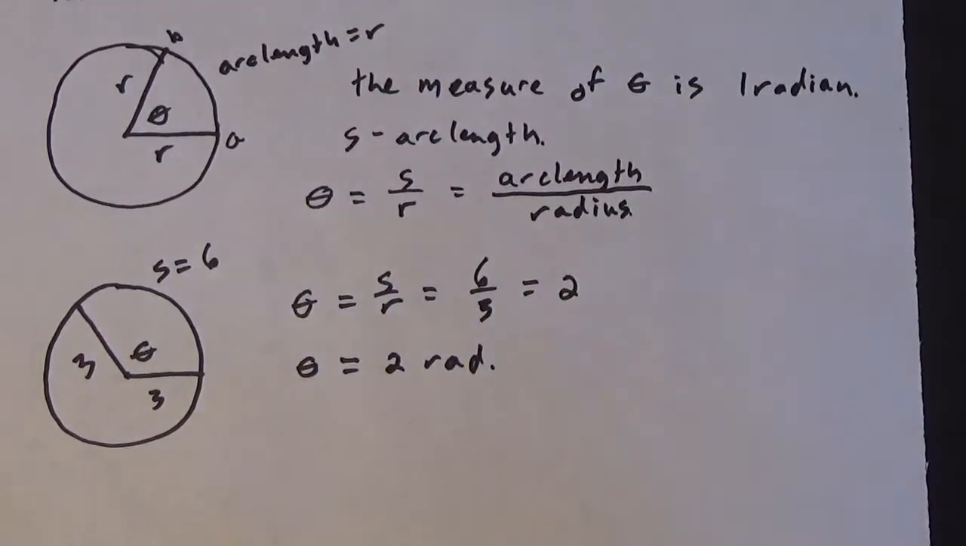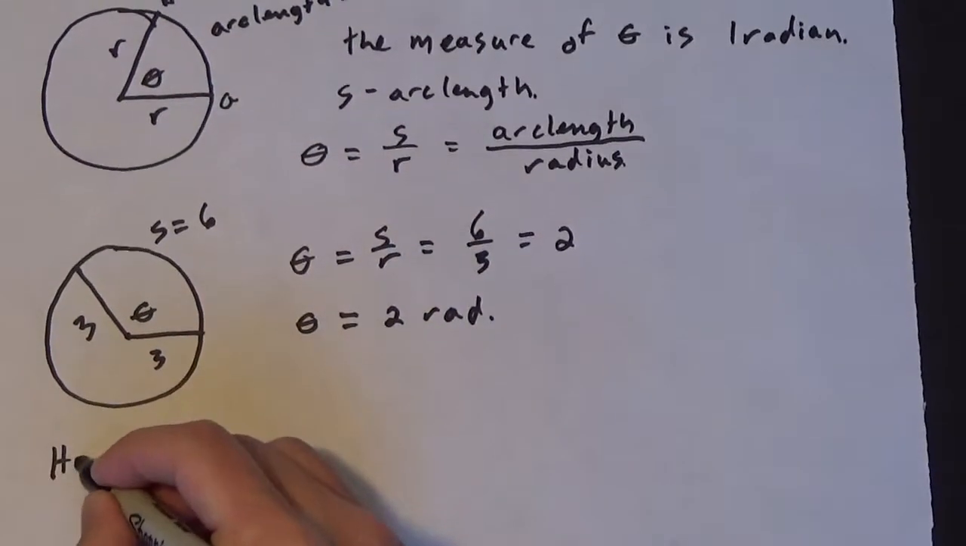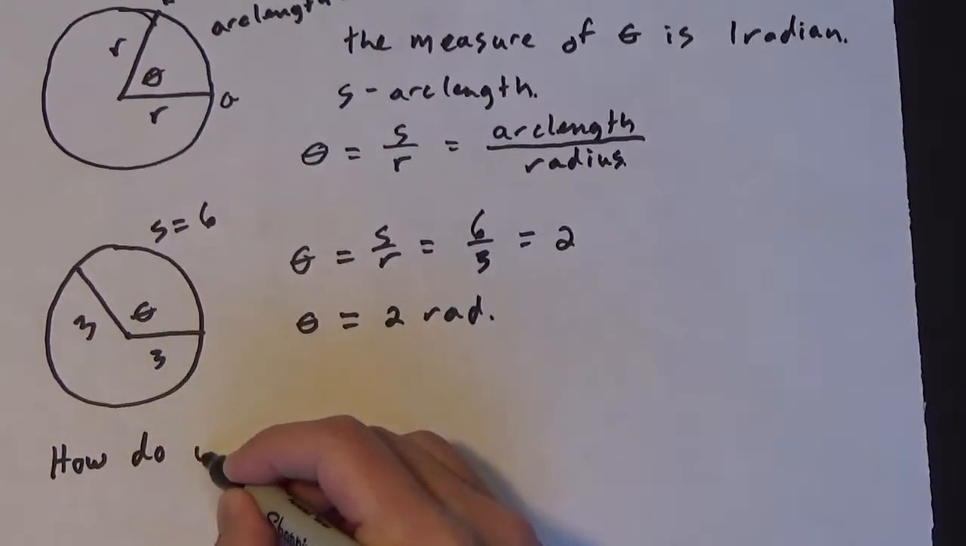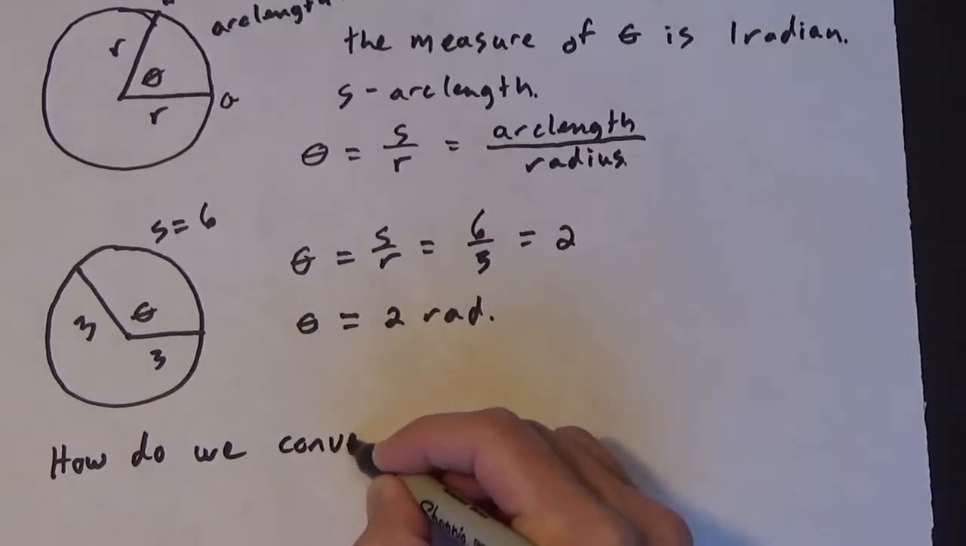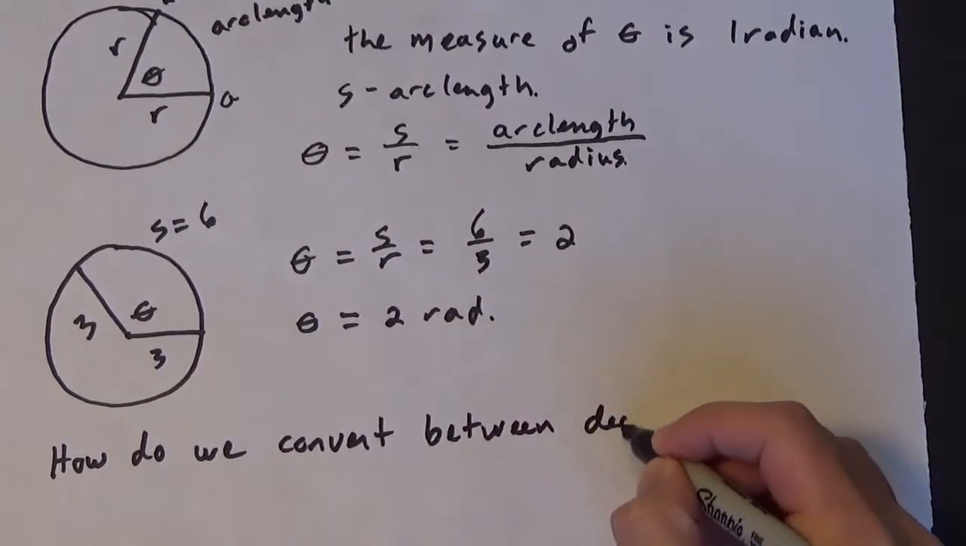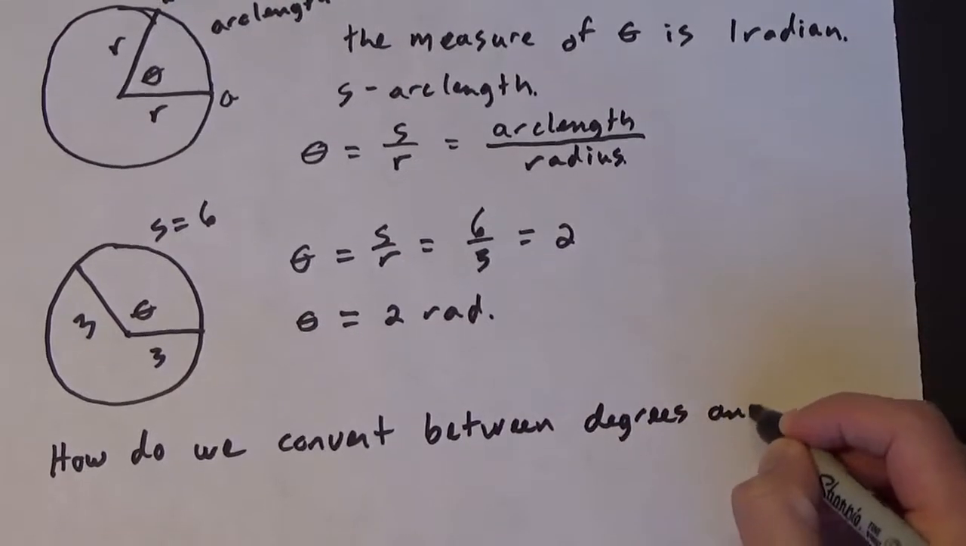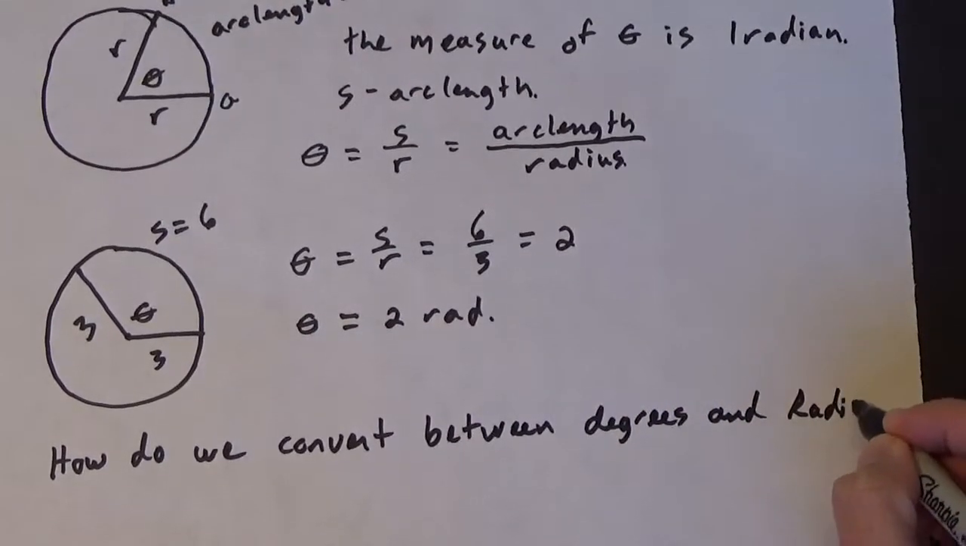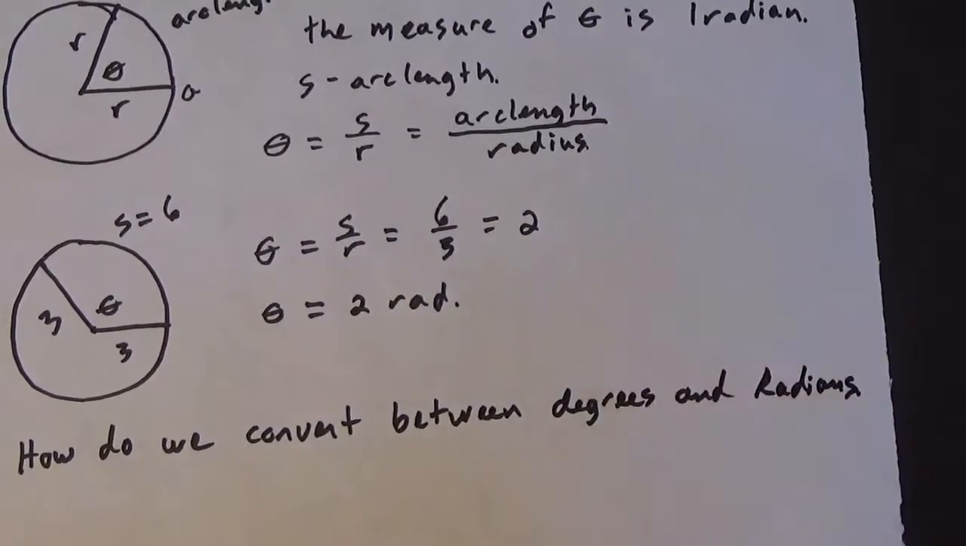Because it's a different unit of measure, our next question is, how do we convert between radians and degrees? How do we convert between degrees and radians? When you're given a temperature in Celsius, how do you convert to Fahrenheit? Or when you're given a temperature in Fahrenheit, how do you convert it to Celsius? Same question.